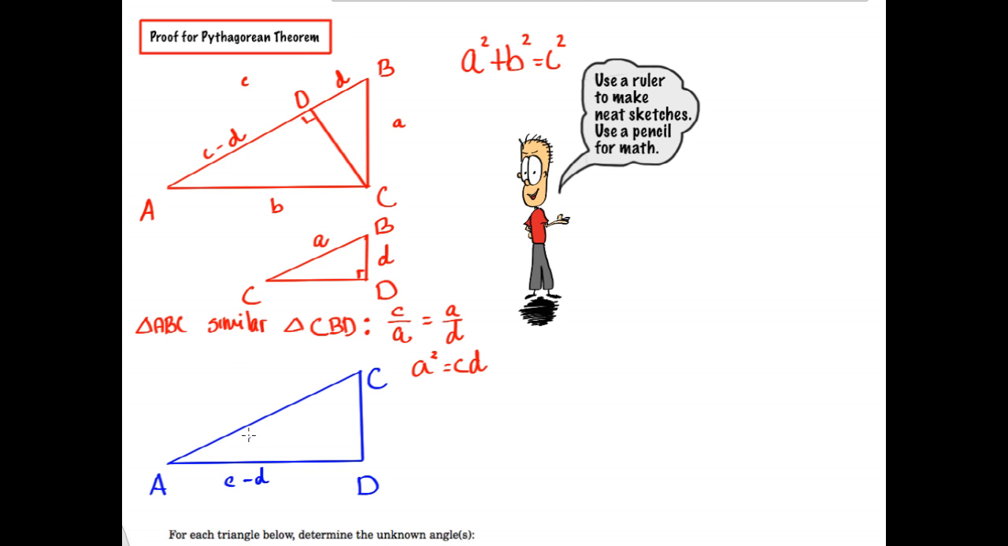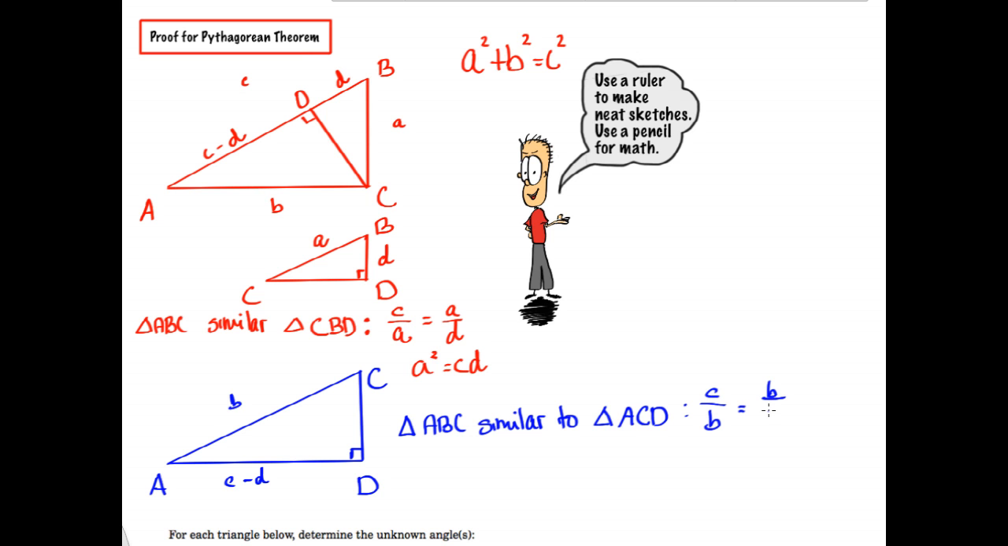And then what other side do we know? We know AC is little b, right? AC is little b. Okay. We also know that triangle ABC, the original, is similar to triangle ACD, right? ACD. And then again, ratios are the same. So C, which is the hypotenuse here, so C over B is equal to B over C minus D.